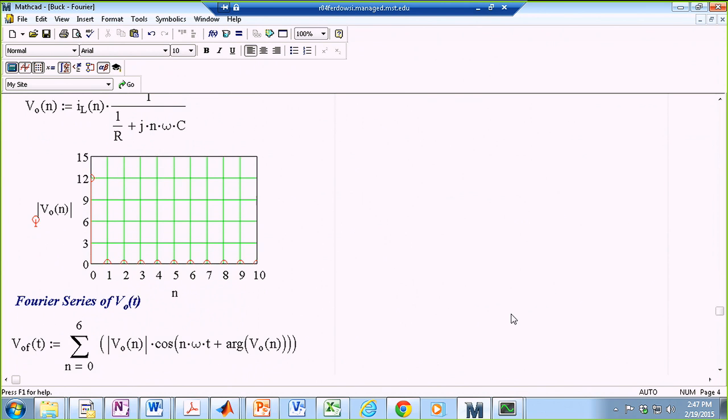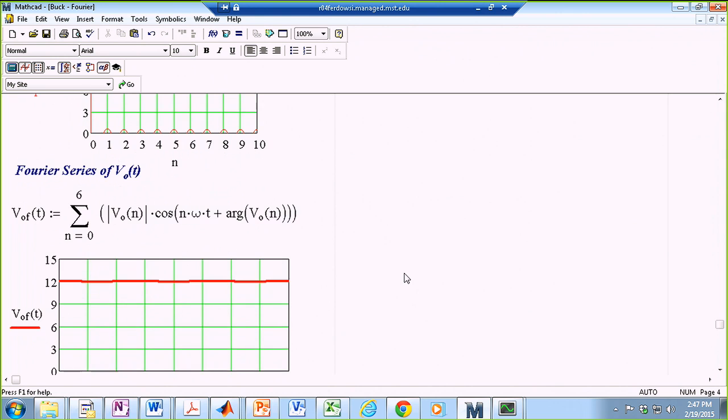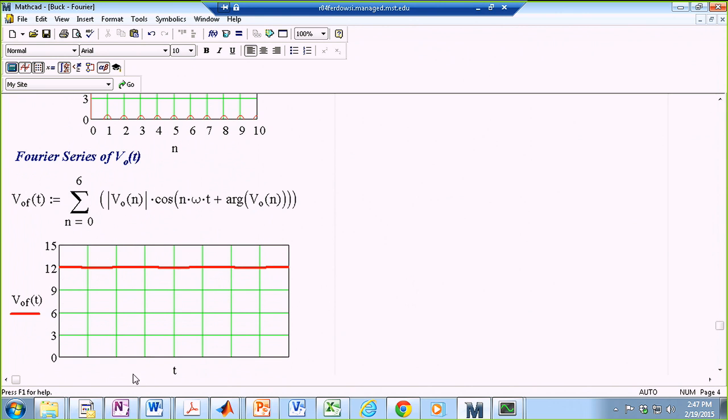So once I have all this harmonic content, I can also add them all together in the time domain and see what my output voltage looks like. And this is basically your output voltage. You can see it's almost a DC signal. It has a little bit of a ripple.